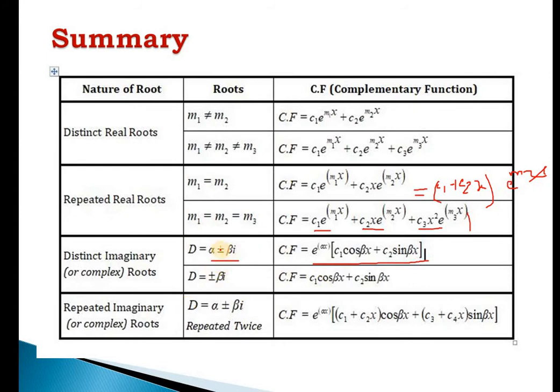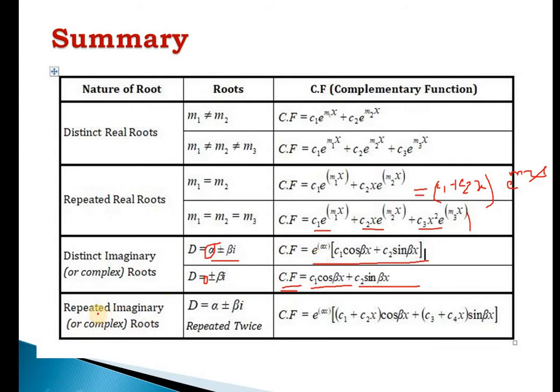Suppose the real part is 0, so alpha is 0. Then e raised to 0x means 1. So if it is a purely imaginary number, 0 plus i beta, in this case the complementary function is only C1 cos beta x plus C2 sin beta x, because e raised to 0x means 1.